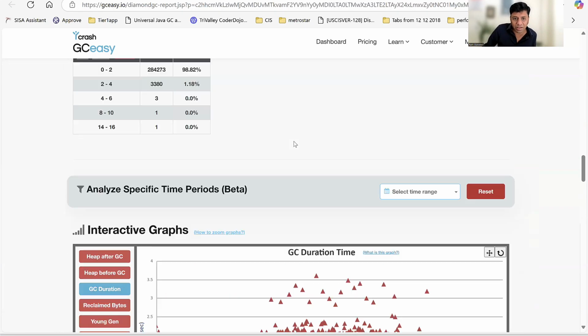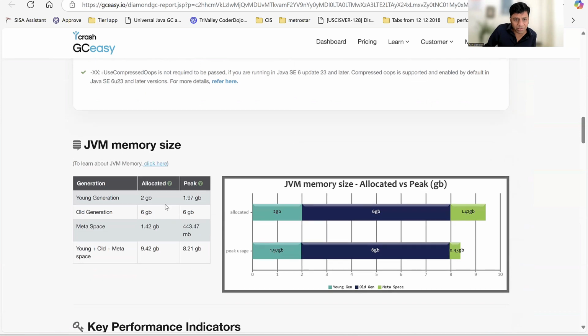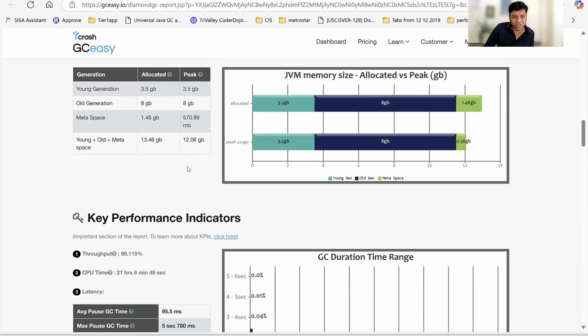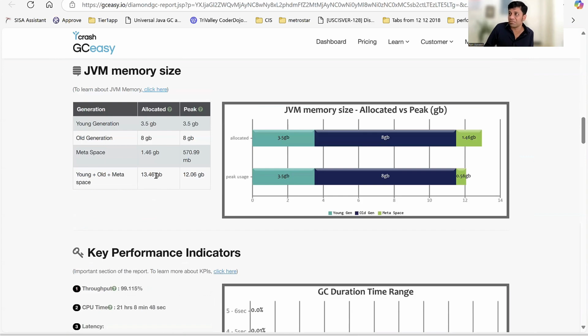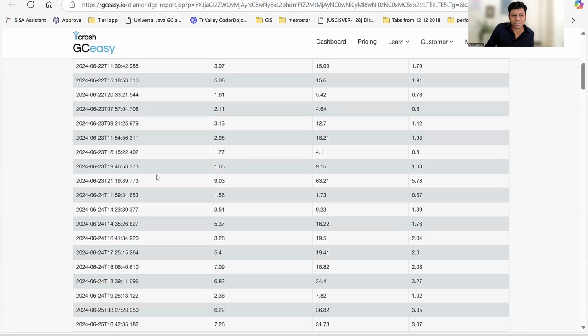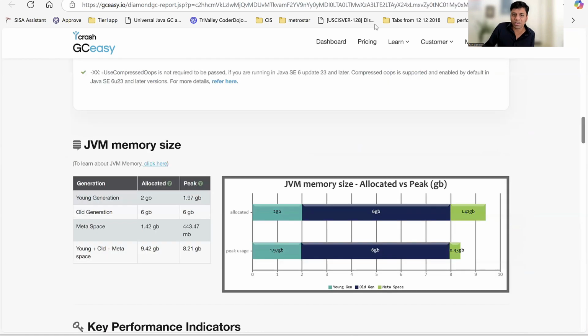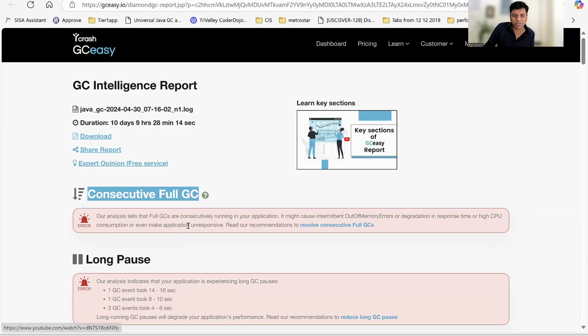Let's look into the earlier report. In the earlier report, look at this. Their overall size was 9.42 GB. Now, when they increased it, they increased it to about 13.4 gig. That is, they increased it by about 4 gig more. When they increased it, look at this, that consecutive full GC problem warning is no longer happening. If you see in the original report, that consecutive full GC warning was happening. Now it is no longer happening.